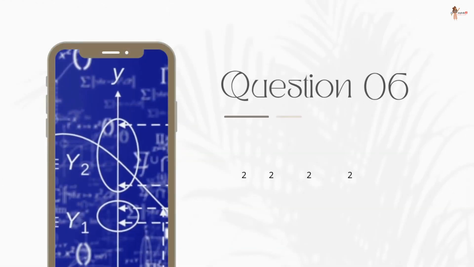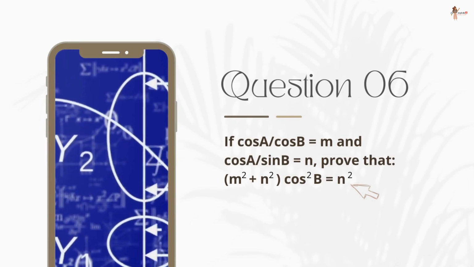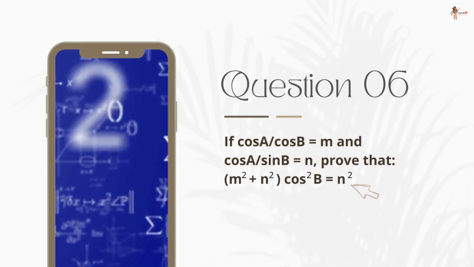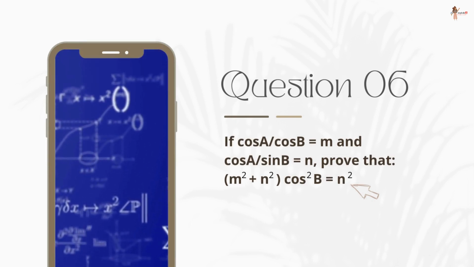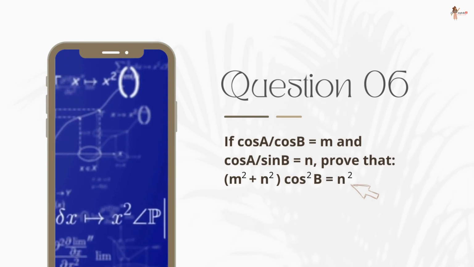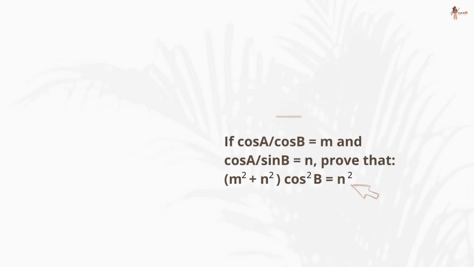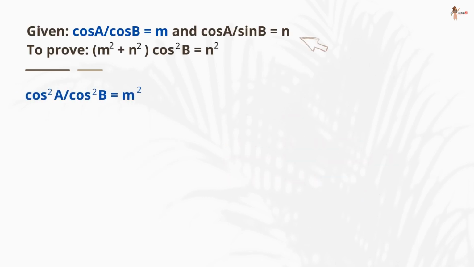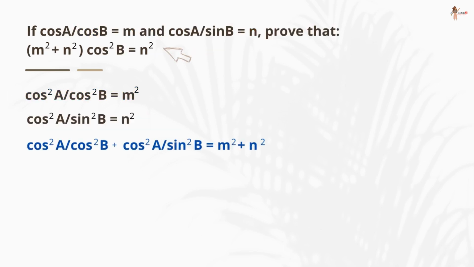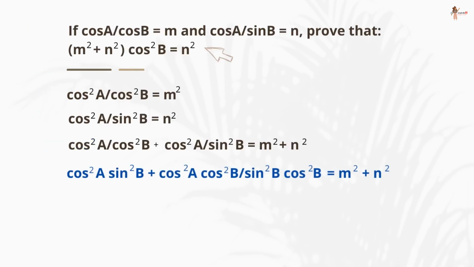Next is, we have to prove that if cos A / cos B = m and cos A / sin B = n, then (m² + n²) cos² B = n². Let's square both the equations. We get, on adding these two, we get this, which further gives us this.